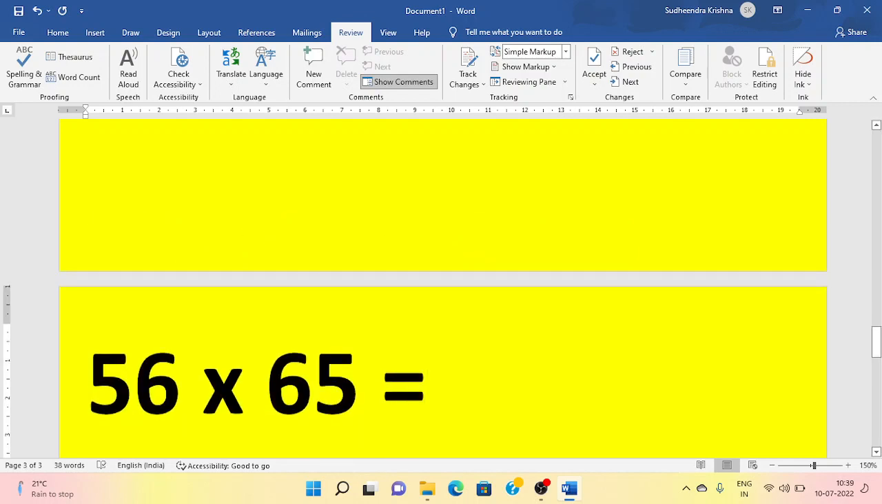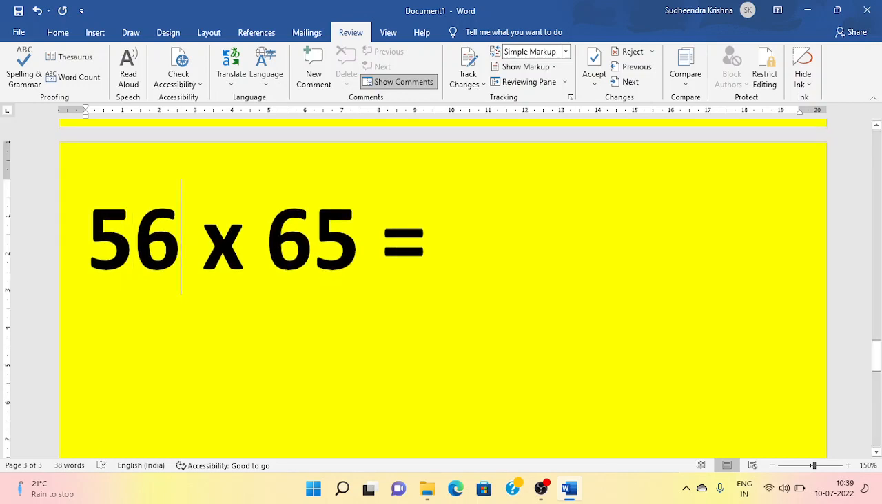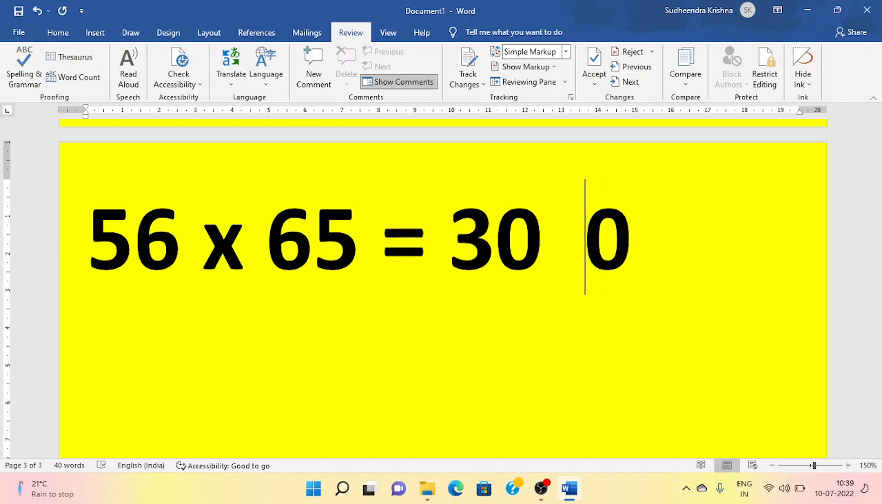Now let us do another problem. 56 into 65. Now here we have two digits, 6 and 5. 6 into 5 is 30. Put 30 here. So on the right side, to get the right portion of the number, you have 30, which is a 2 digit number. You cannot take a 2 digit number. So put 0 and carry over 3.